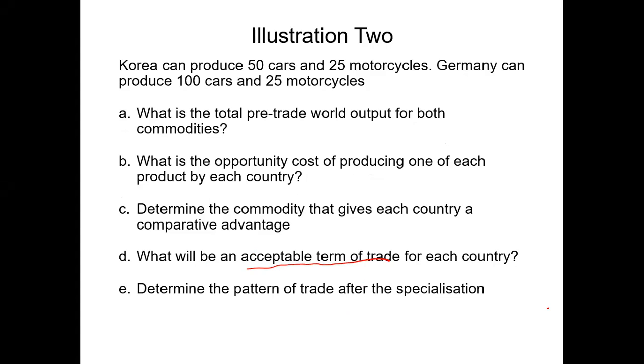Okay, so this is the first part of the video on international trade theory. The second part talks about other reasons why countries should embark on international trade.